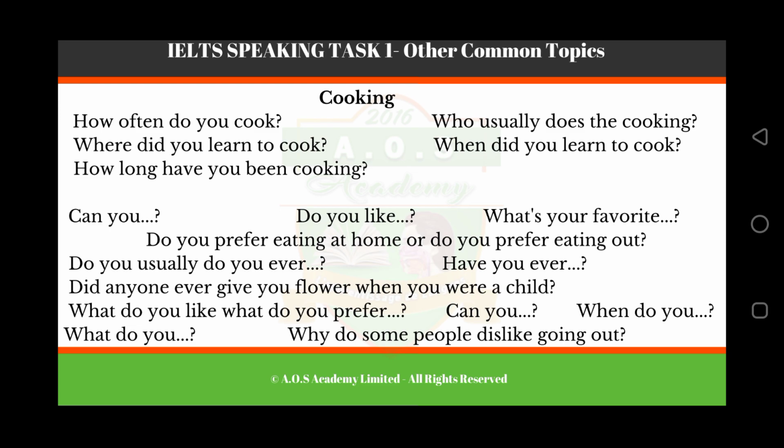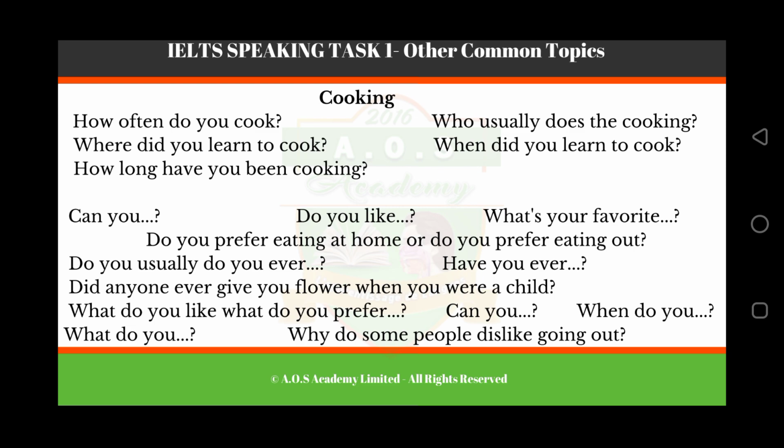Who usually does the cooking? This is a person. It can be anybody, so either you or someone else in your family. Another thing is, where did you learn to cook? This is the place you learned to cook. Did you learn to cook in a school? Did you learn to cook in your home, or did you take a course on cooking?